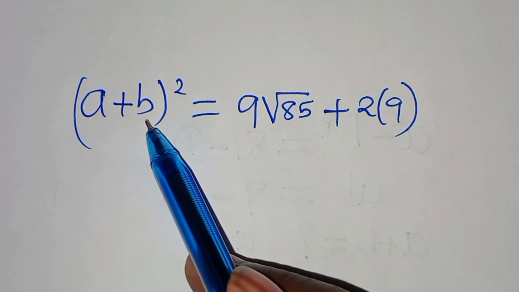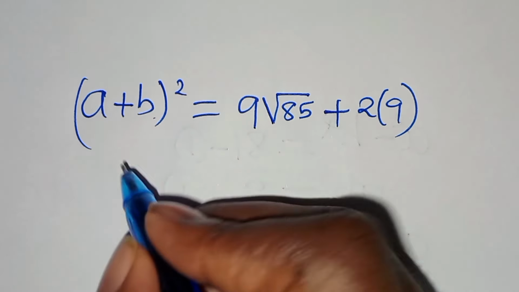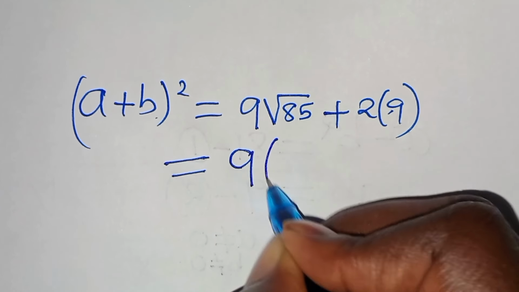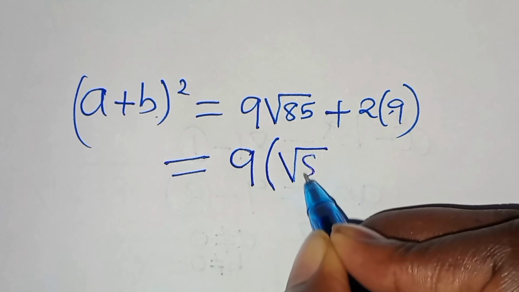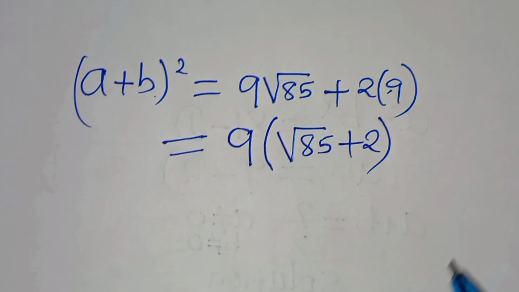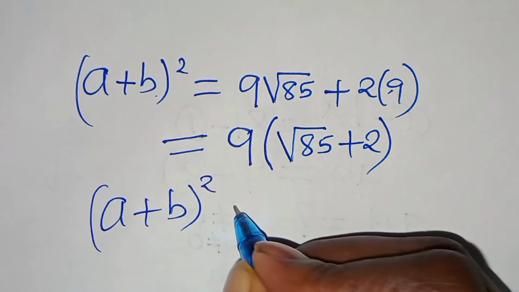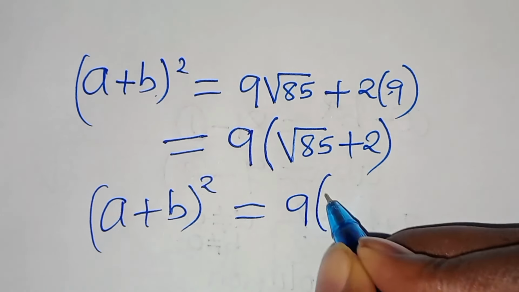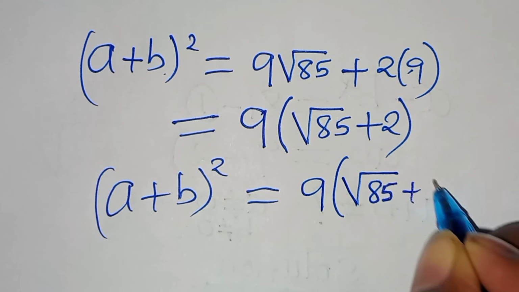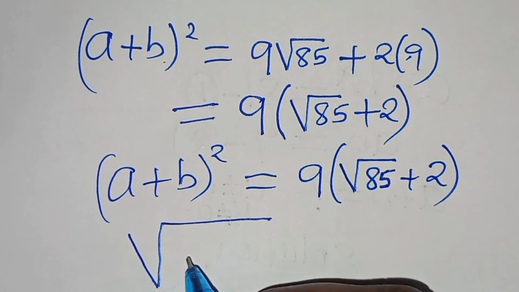Now we have that a plus b raised to the power of 2 is equal to 9 square root of 85 plus 2 times 9. Now, you find that 9 is common here, so we can factor out 9, so that now here we have square root of 85 plus 2. Now, this implies that a plus b raised to the power of 2 is equal to 9 into the parentheses, which is square root of 85 plus 2.